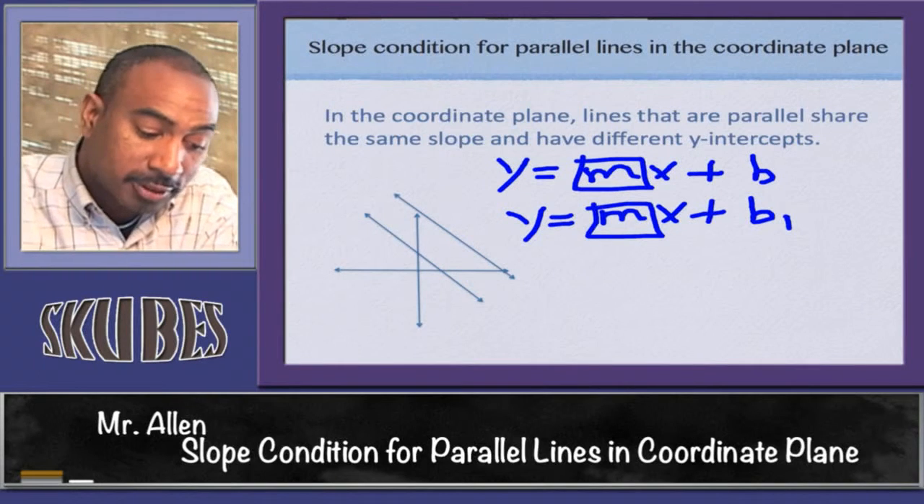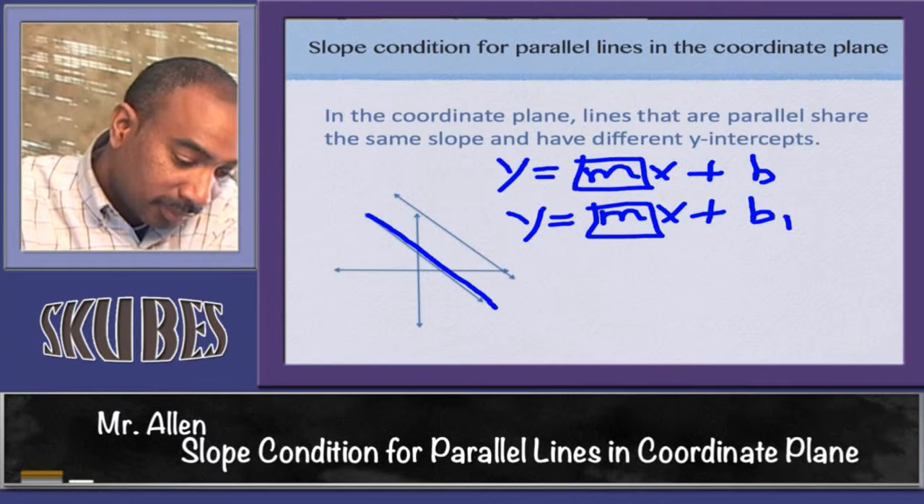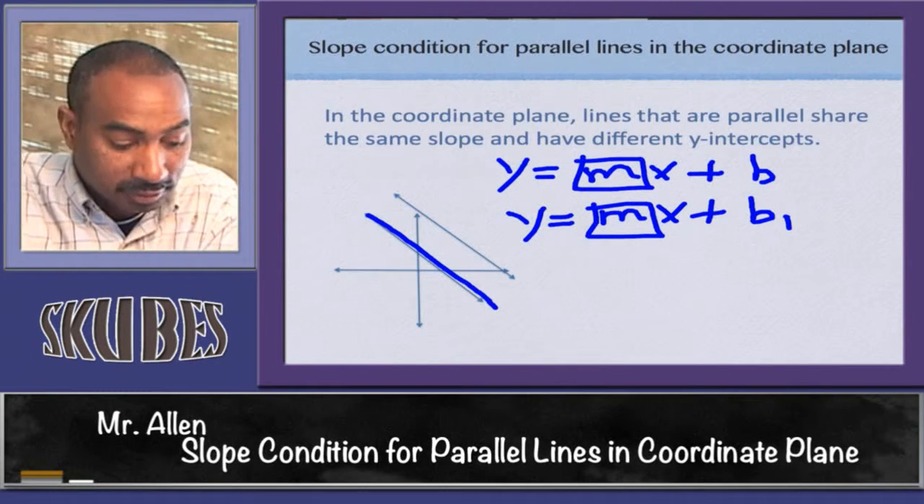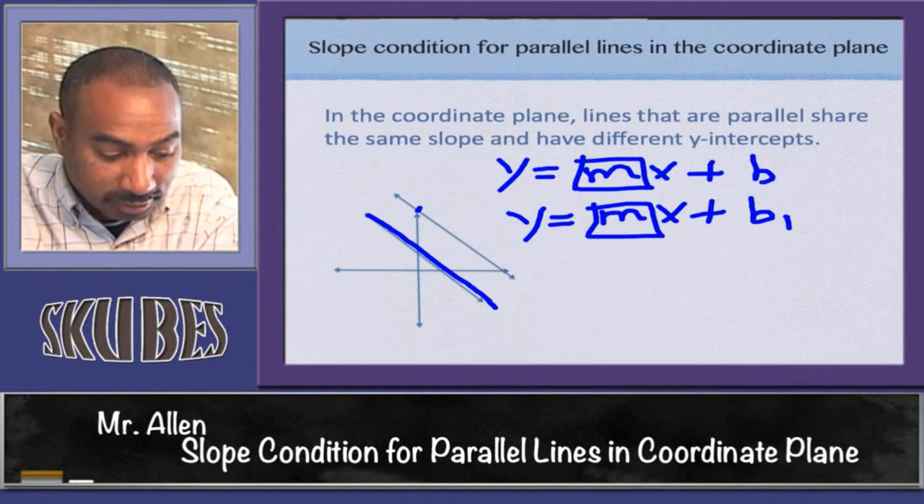If the y-intercepts aren't different, that means that line would overlap and it'll be the same line. But if it has a different y-intercept, that means it's going to cross the y-axis further up. But the slope ensures that it doesn't touch.